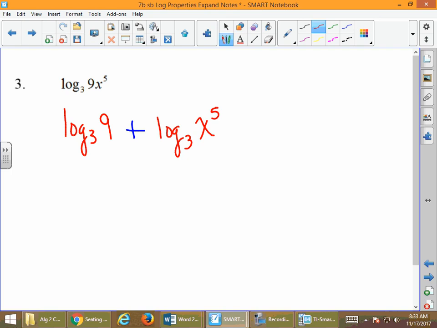Second step in my head, and it doesn't necessarily have to be the second step here. But the other property that I see in this is that we have an exponent of 5, and that's where it's express all powers as factors. So we're going to take this value and make it a coefficient. So this is going to be log base 3 of 9 plus 5 log base 3 of x.